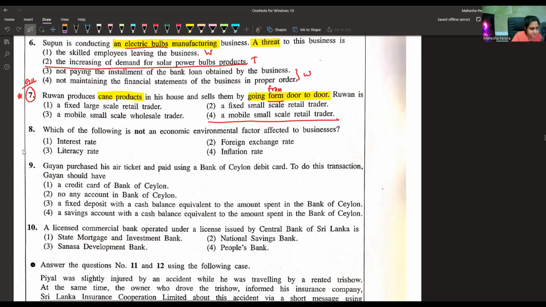Next one. Which of the following is not an economic environmental factor? Shall we recall all the economic environmental factors? Now, what are the main economic factors? The best ones are interest rate. It is there. Then the next one is inflation. It is also there. The next best one is foreign exchange rate, and it is also there. Then our answer definitely becomes literacy rate.